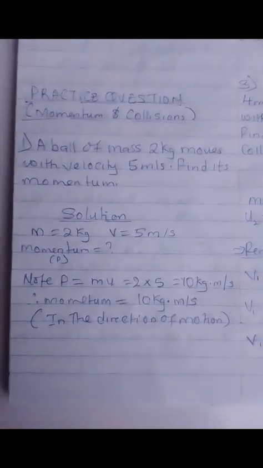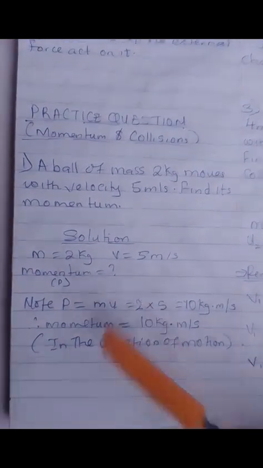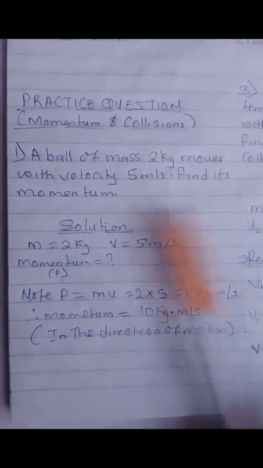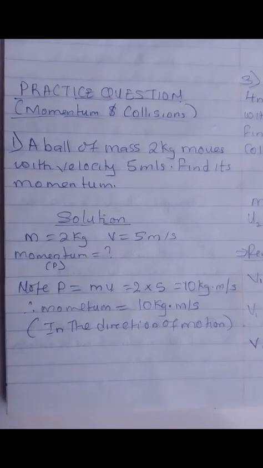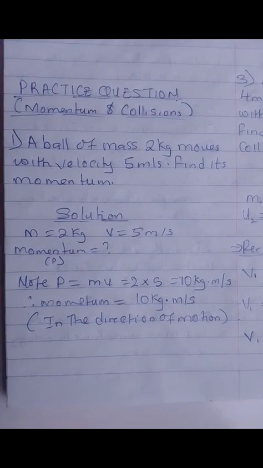Question on momentum and collision. Question one: a ball of mass 2 kg moves with a velocity of 5 meters per second. Find its momentum.